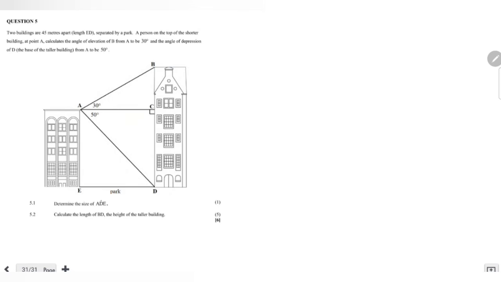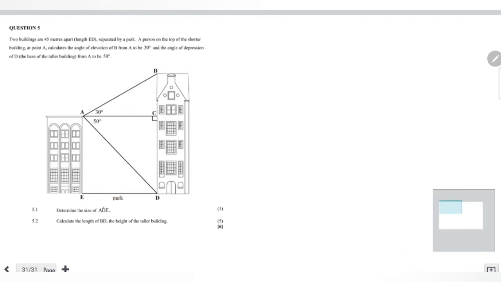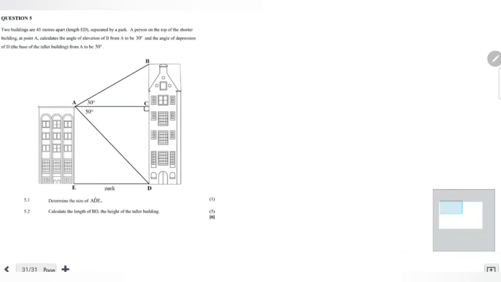All right. Now coming to the next question. It looks scary, but it's a very simple question. The knowledge that I gave in the previous question, if you have that, you can do this very easily. What did they say here? Two buildings are 45 meters apart. So this one is 45, the distance between two buildings. Okay, that is the horizontal distance. Clear? So this one is 45, which means this is also 45.